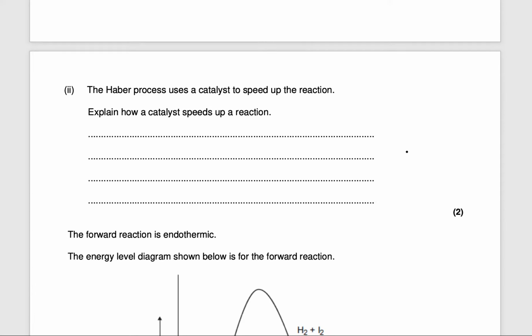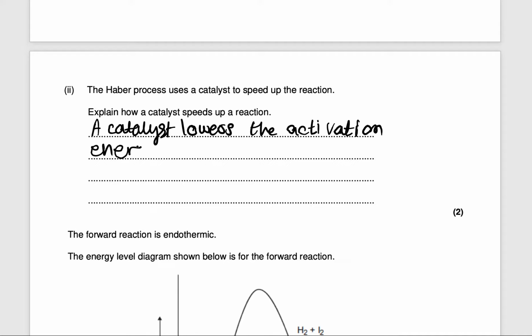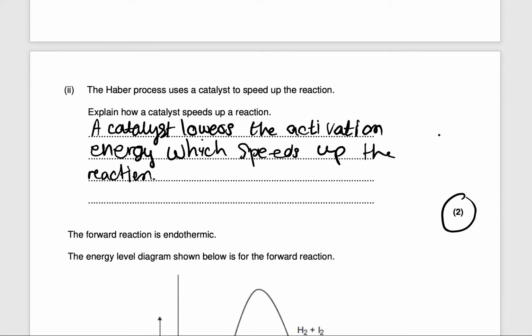Next question. The Haber process uses a catalyst to speed up the reaction. Explain how a catalyst speeds up a reaction. So a catalyst speeds up a reaction, we all know that, but a catalyst lowers the activation energy. It lowers the activation energy, which speeds up the reaction. Okay, and that will get you 2 marks.